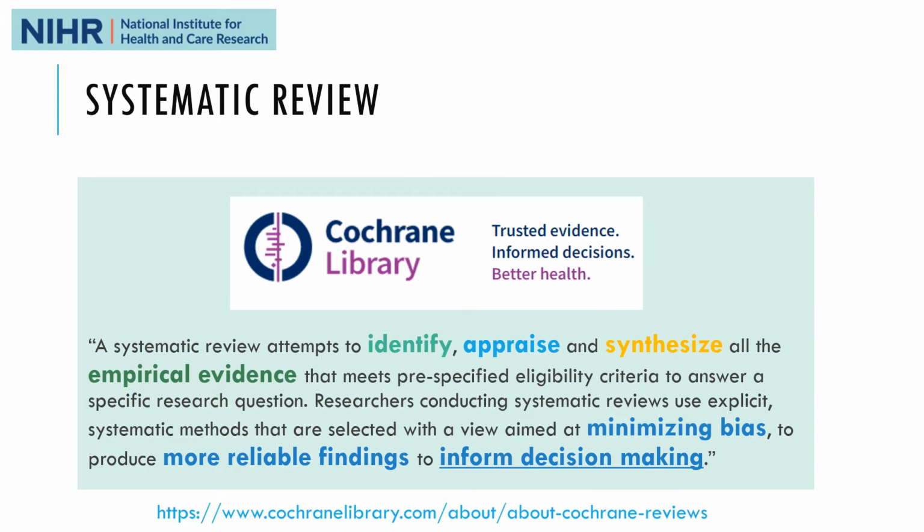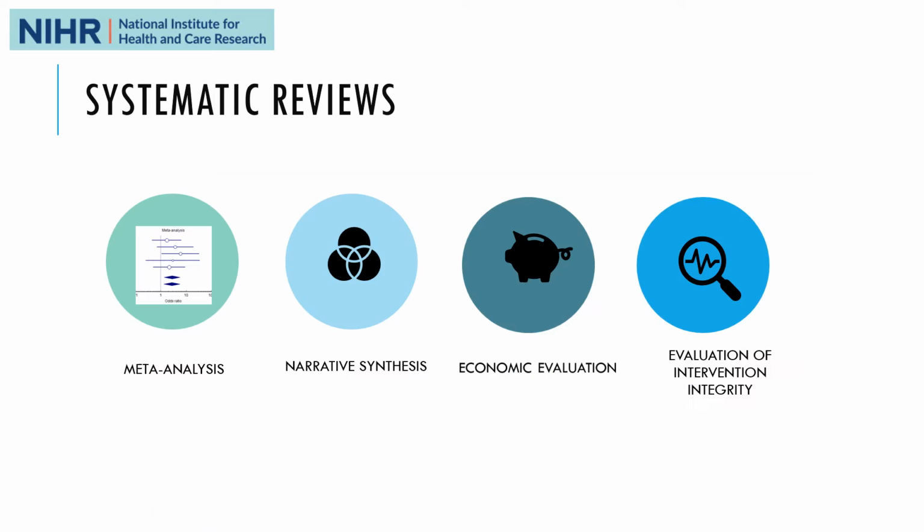So just a quick reminder about what a systematic review is. A systematic review attempts to identify, appraise and synthesize all of the empirical evidence that meets pre-specified eligibility criteria to answer a specific research question. Researchers who conduct systematic reviews use explicit systematic methods that are selected with a view aimed at minimizing bias to produce more reliable findings to inform decision making.